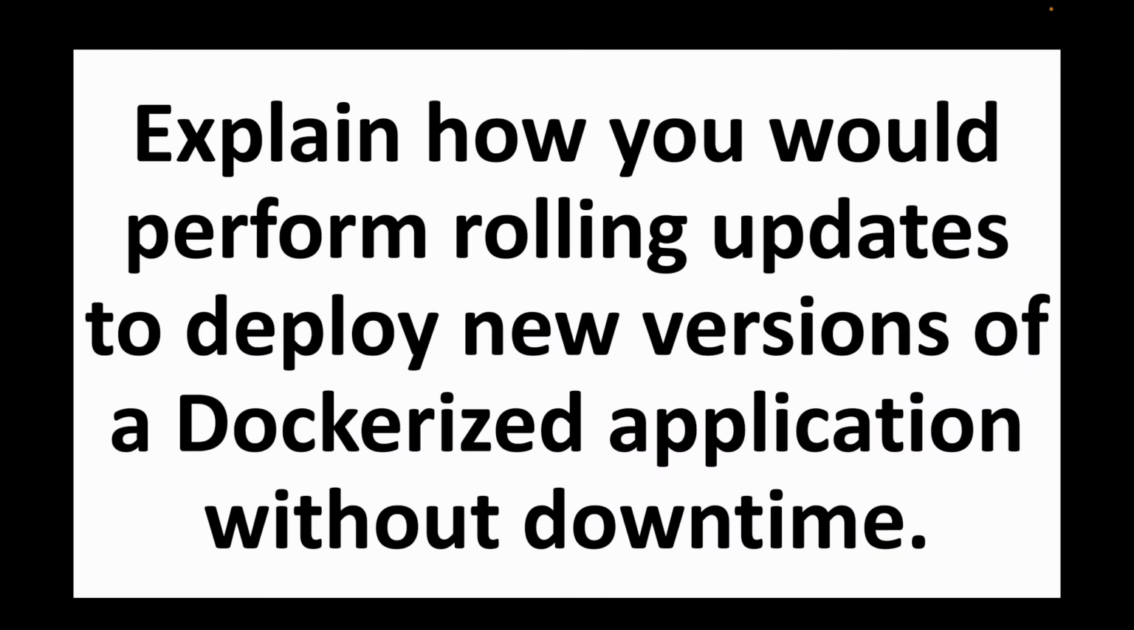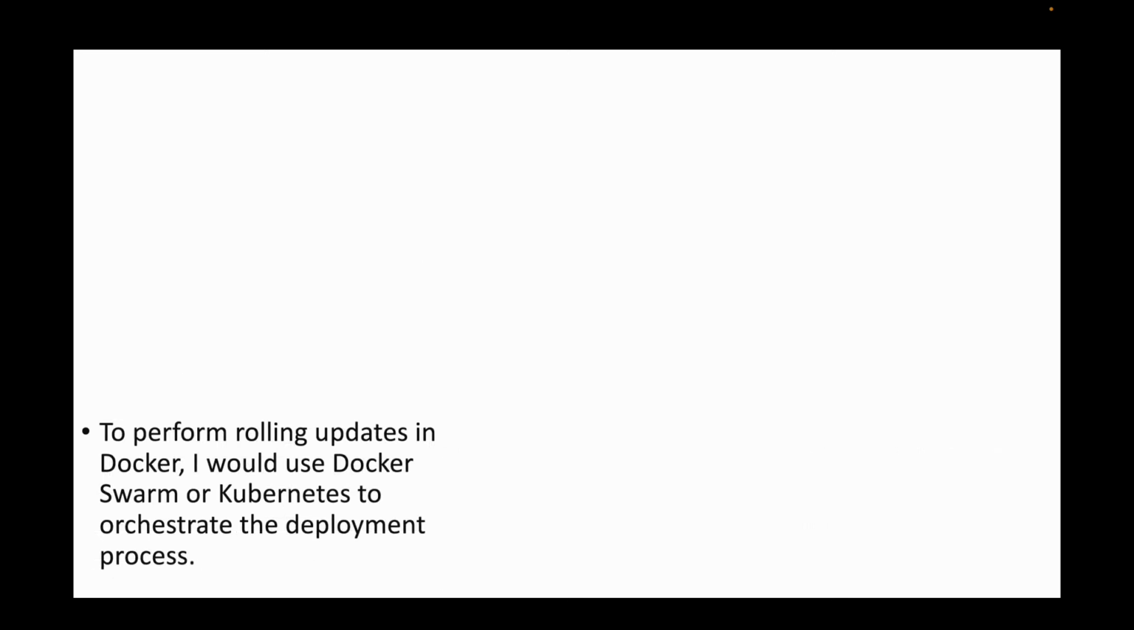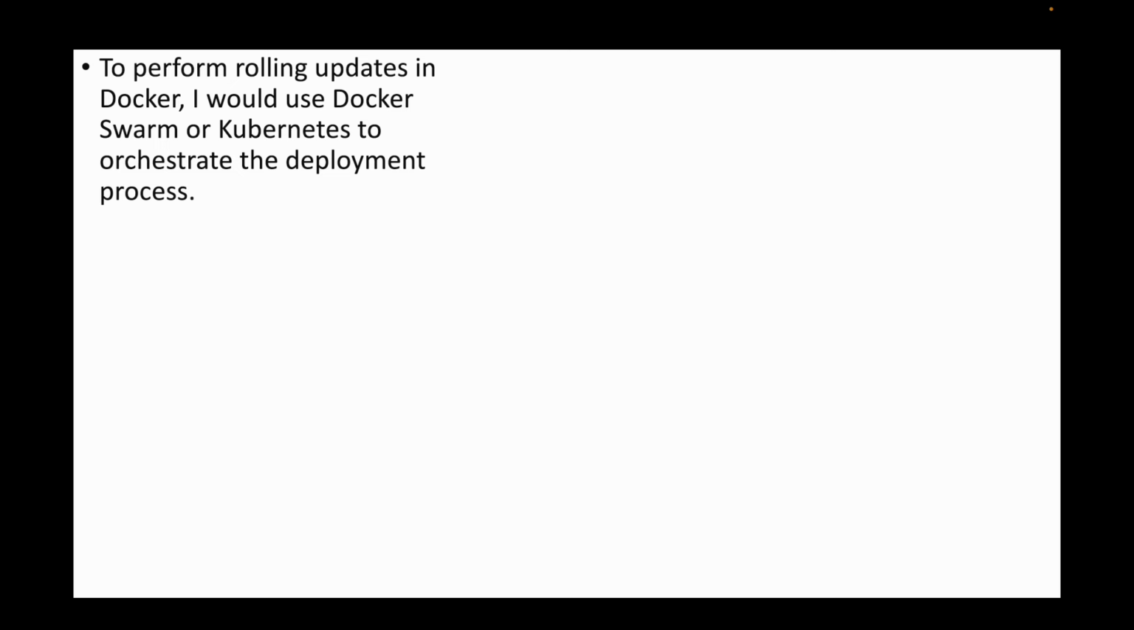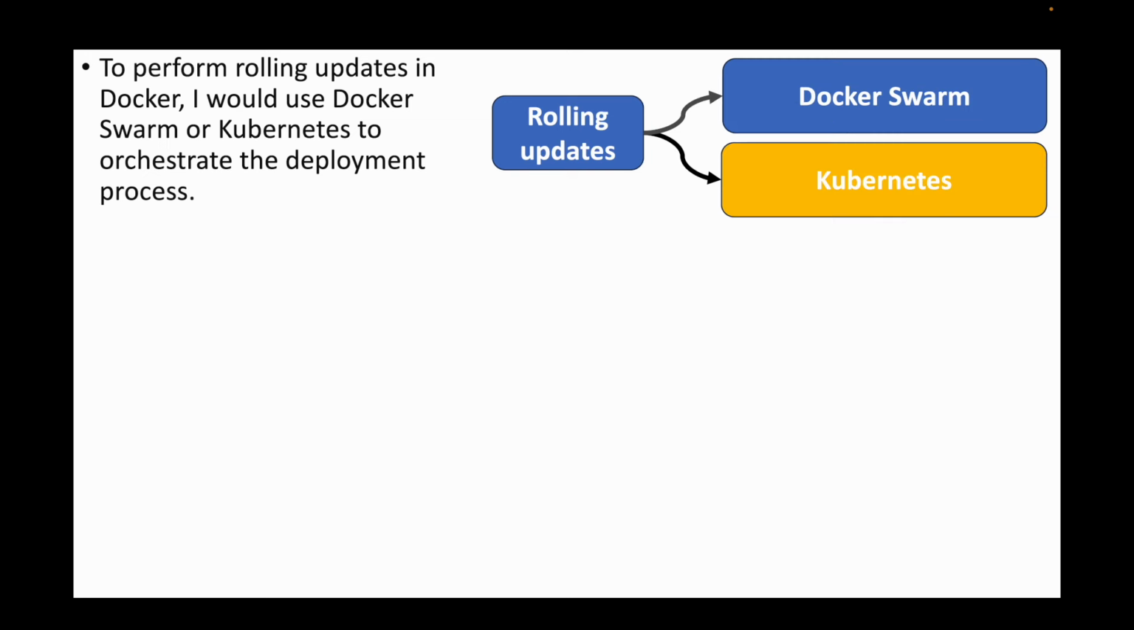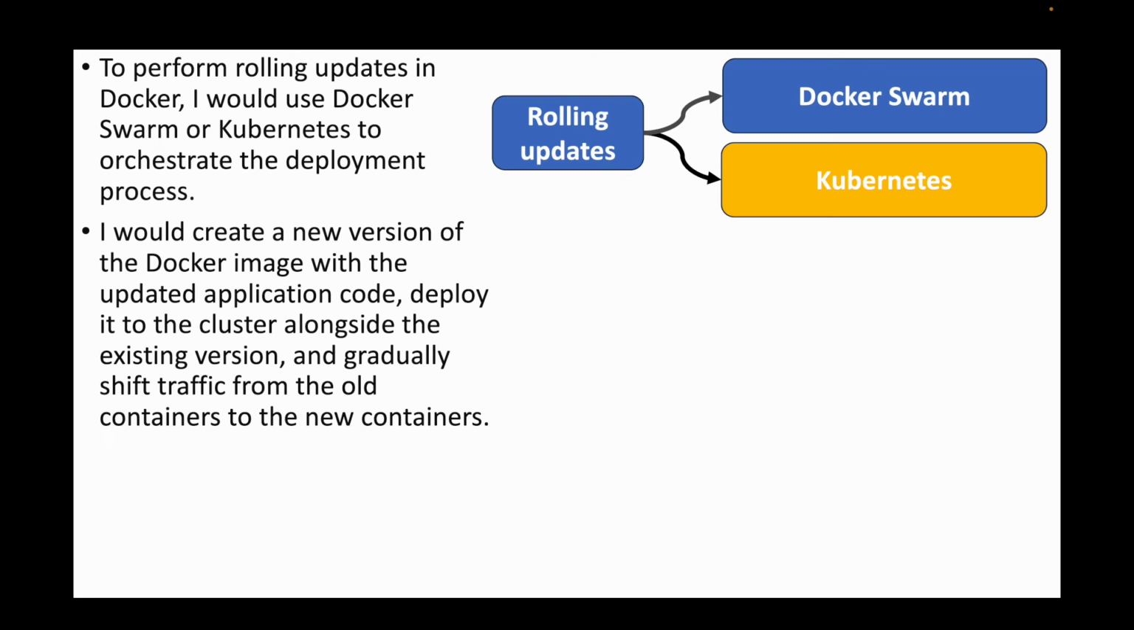The next question we have is, explain how would you perform rolling updates to deploy new versions of a Dockerized application without downtime. Now, whenever you want to perform rolling updates in Docker, we can either make use of Docker Swarm, or we can also make use of Kubernetes to orchestrate the deployment process.